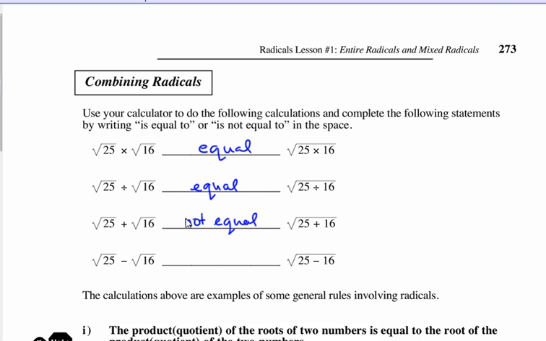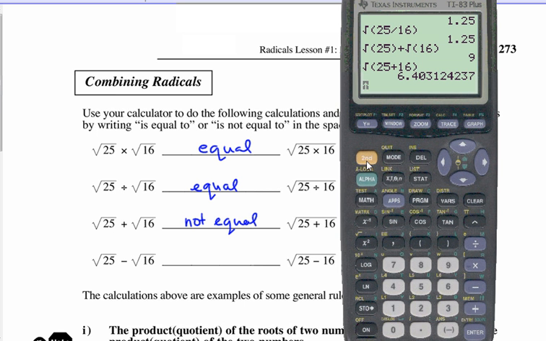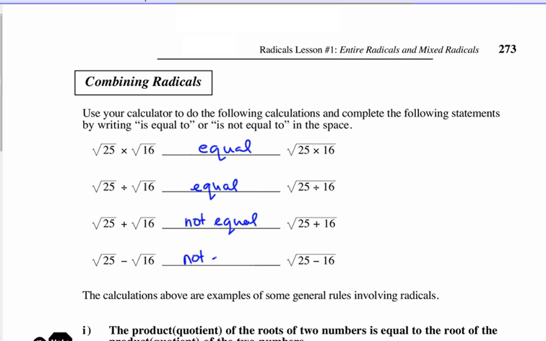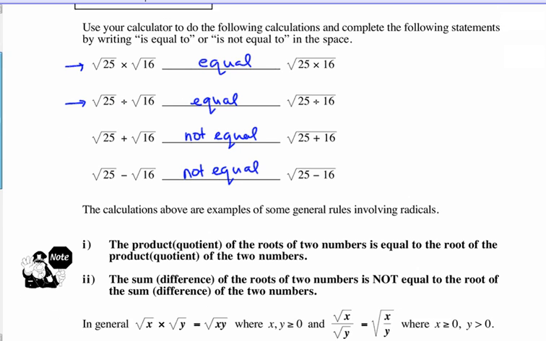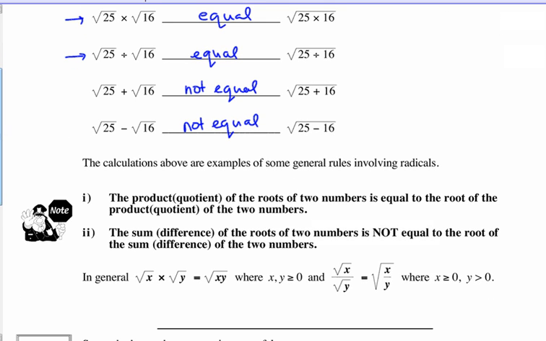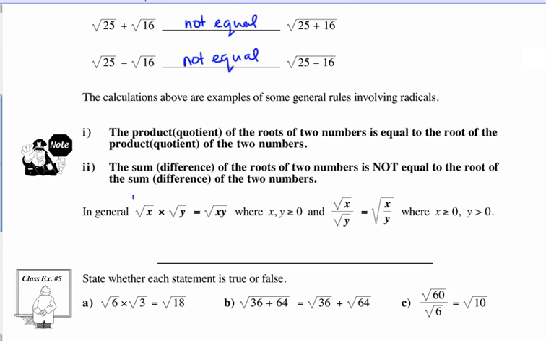Do the same thing with subtraction. So second enter, so we have the subtraction there, and then we also want to do this version, subtraction, and those are not equal as well. Okay, so these rules only work for multiplication and division. And so the product or quotient of the roots of two numbers is equal to the root of the product of the two numbers. So in general, this is our rule, right?